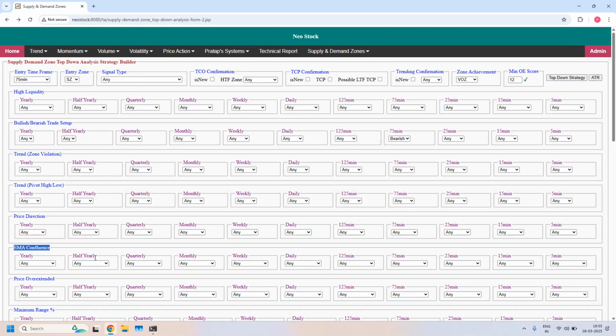So in the EMA confluence at weekly time frame, because the 75-minute zone together with the daily zone overlapped with the weekly zone. That's why we are looking for a weekly supply zone having weekly EMA confluence. At the same time, the weekly trend should not be sideways. So that's why I'm checking the trend as downtrend, because it is a bearish trade setup.